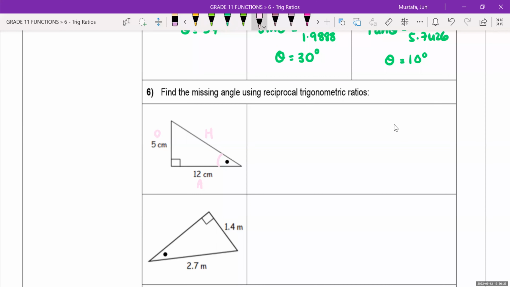Cotangent, yeah. So we're going to go cotangent theta is equal to not opposite over adjacent, but adjacent over opposite. So it's going to be 12 over 5. Now, can we solve anything using cotangent? Is it useful to us at all? No. So what do we have to do? We have to convert it to tan theta is equal to 5 over 12.